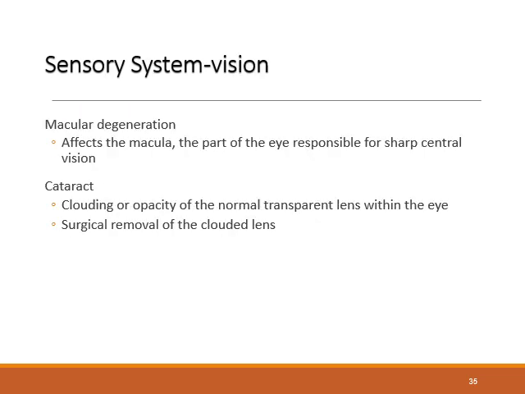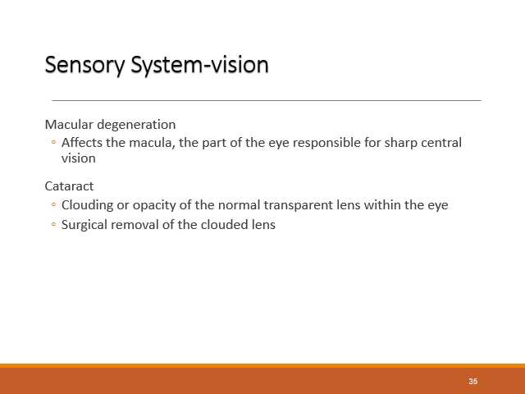So let's talk about vision. There's macular degeneration. It affects the macula, which is the part of the eye responsible for sharp central vision. So what does that mean? Well, they have blurry vision then. They may not be able to make things out as well.